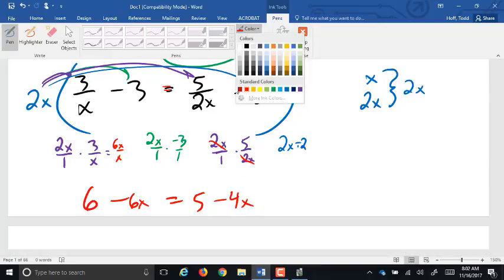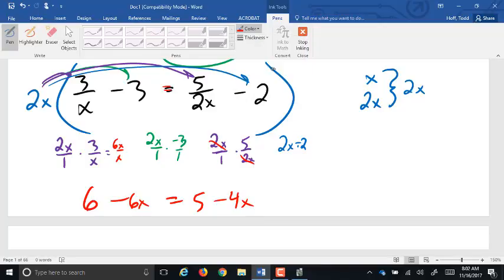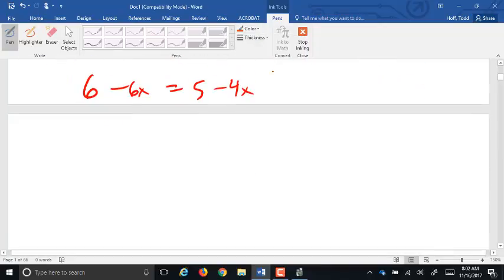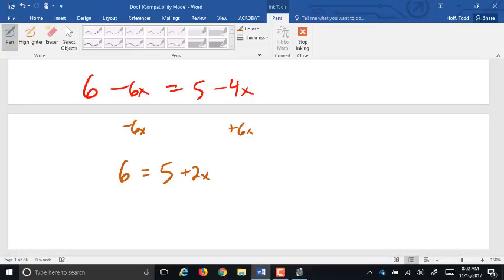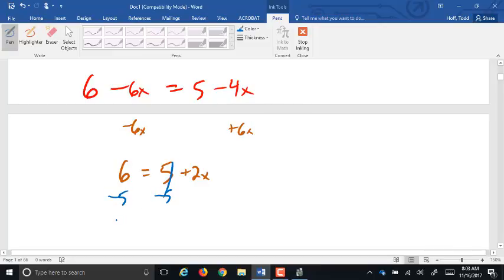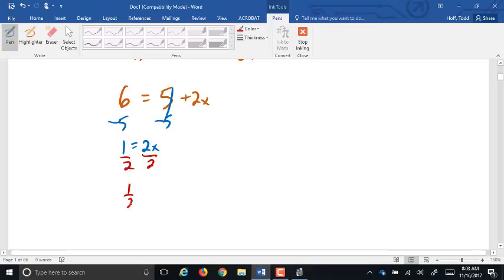And now we solve. We got an x on each side. I'm going to get rid of the smaller one, which is negative 6. So I add 6x. So over here I've got 6 equals 5. Negative 6x plus 6x cancels, and negative 4x plus 6x is 2x. Then what? It's a positive 5, so subtract 5. So 1 equals 2x. And then divide by 2. So 1/2 equals x.